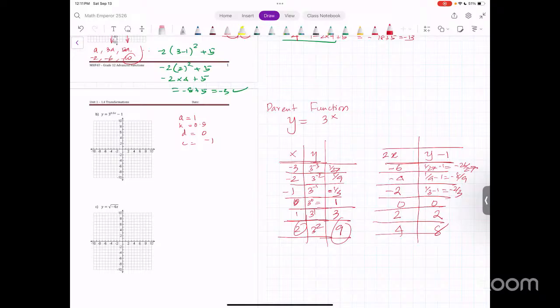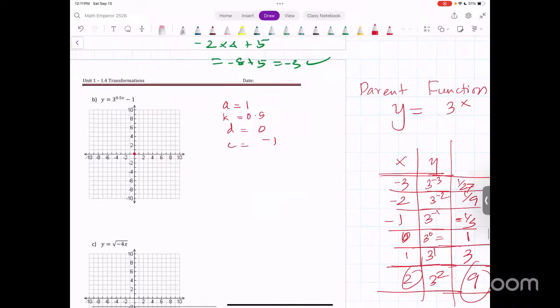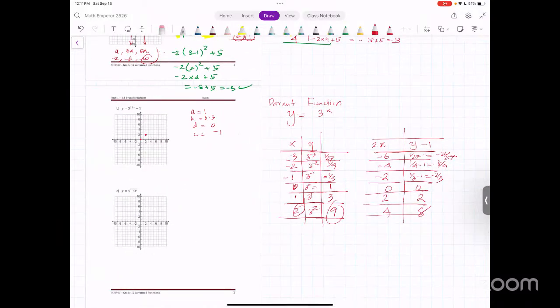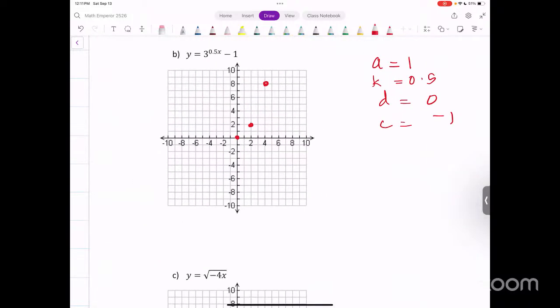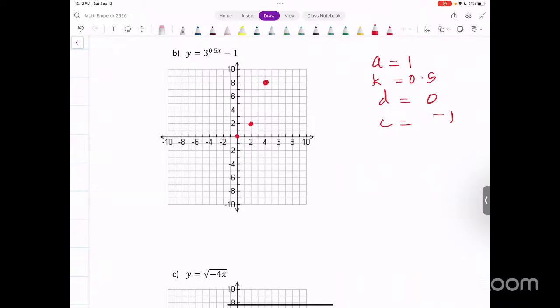These are the transformed coordinates. So let's plug them in. So 0, 0, and 2, 2, and then 4, 8. And then negative 2, negative 2/3. So I'm going to put this as -1. Negative 2/3 is going to be somewhere here.